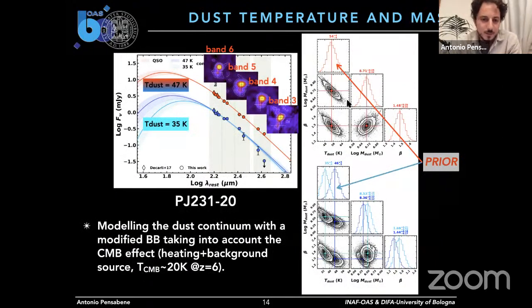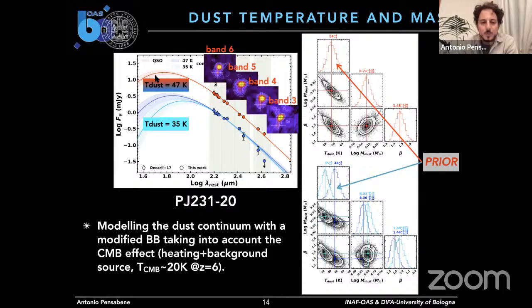We started by combining all the information about far infrared continuum in the different ALMA bands, in order to put quantitative constraints on dust properties. To do this, we modeled the dust spectral energy distribution using a modified black body, also taking into account the effect of the CMB, which is a very important source of heating and a background against which we measure the line and the continuum emission. We also assume a typical dust temperature of 47 Kelvin, which is typical of high redshift quasars.